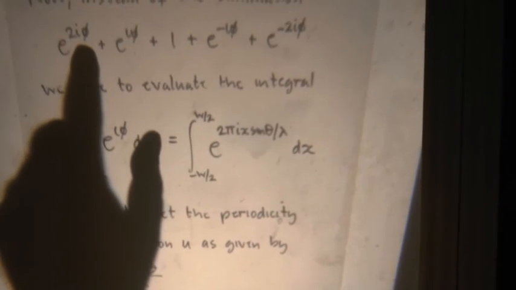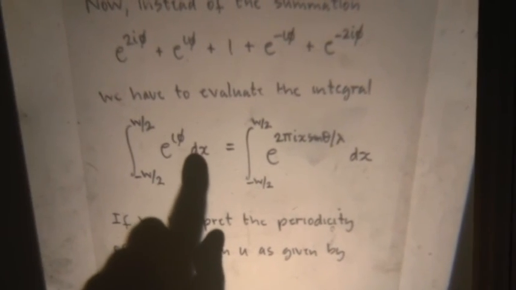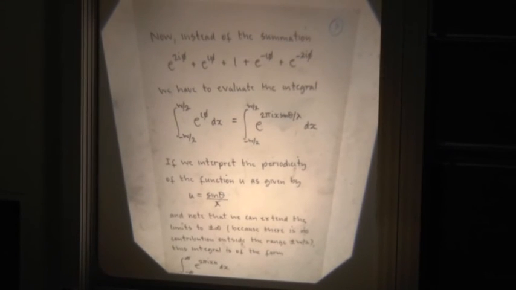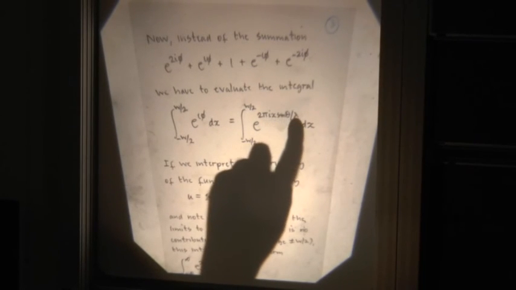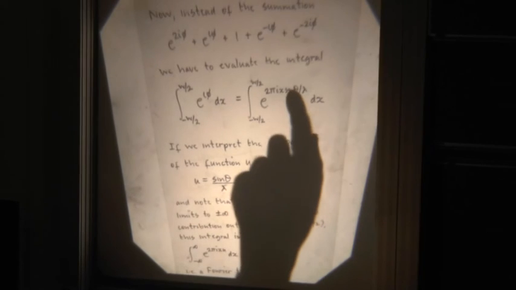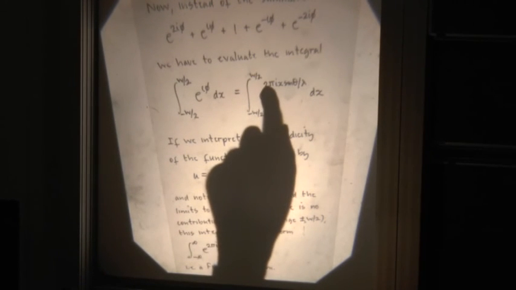So, and again, I took this example of adding five oscillators. Instead of adding five oscillators, I have to evaluate this integral of e to the i phi dx. If the slit is of width w, the natural place to put the origin is x equals 0, and I integrate from minus w over 2 to plus w over 2, but now my phi is this continuous variable, which is 2 pi x sine theta over lambda. And now if you're very sharp, you'll see that if we interpret the periodicity of the function u as equal to sine theta over lambda, this integral is e to the 2 pi i x u, and that is precisely a Fourier transform.